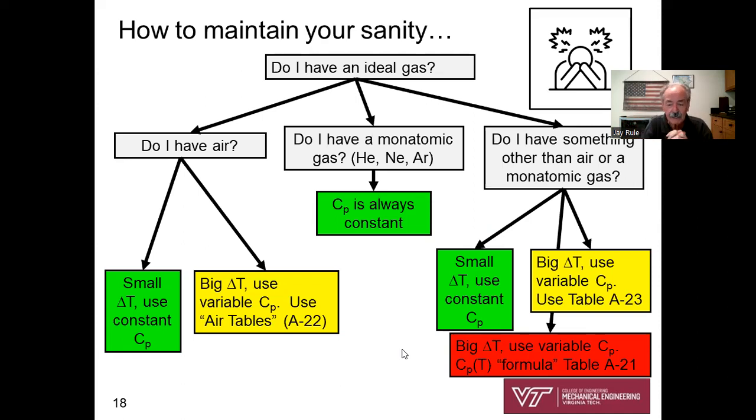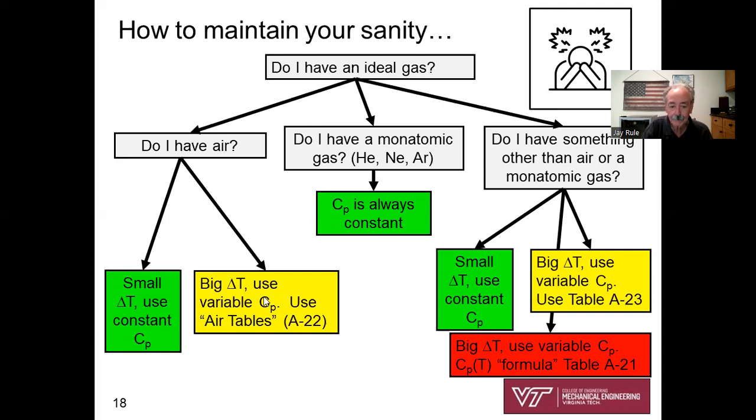Okay. I've tried to create a decision tree for you. Step 1. Do I have an ideal gas? If the answer is yes, continue on. If no, go back to phase change tables. So let's say yes, I have an ideal gas. Do I have air? If yes, you've only got to answer 2 questions. Have I got a small delta T? Great, use constant specific heat. You got it made. Delta H is Cp times delta T. Delta U is Cv times delta T.